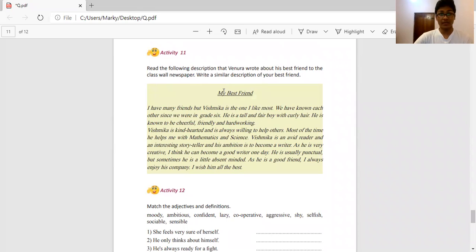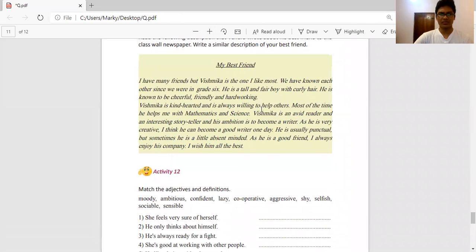Let's read it. My best friend. I have many friends, but Vishmika is the one I like most. We have known each other since we were in grade 6. He's a tall and fair boy with curly hair. He's known to be cheerful.